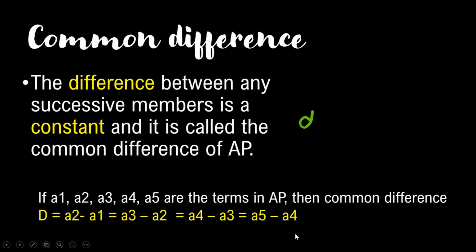Okay. So what can be a general formula for common difference for an nth term? So we can see that d is equal to An minus A(n-1).